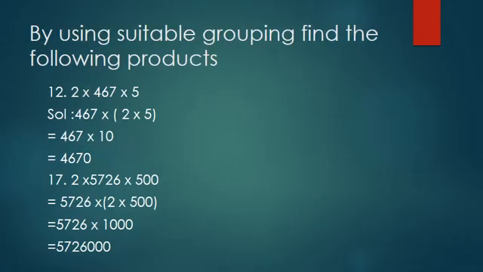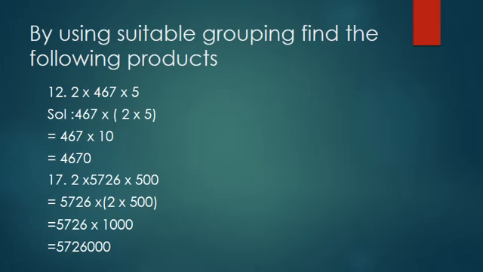Then come to the next question: by using suitable grouping, find the following products. Question number 12: 2 into 467 into 5. So children, here you have to make a group first. You can write 467 into, in bracket, 2 into 5. So 467 into 2 into 5, that is 10. So you can put 1 0 to the number.